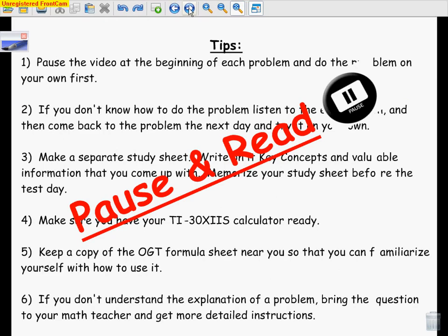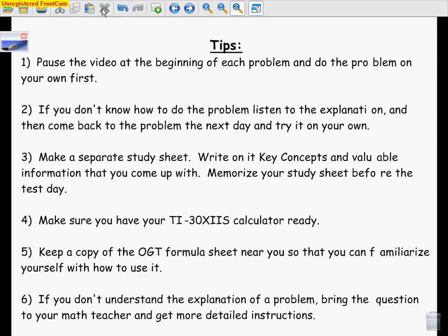What I would suggest you do is go ahead and take a moment and read through the tips so that you can properly use these videos.